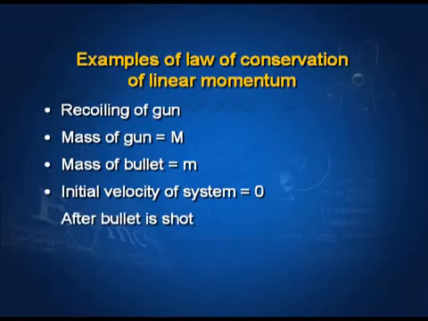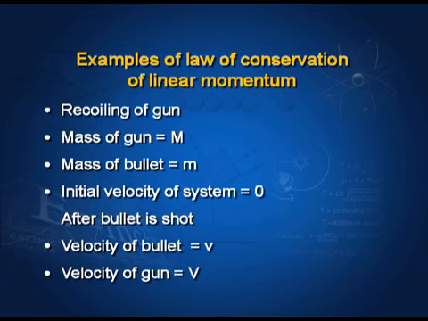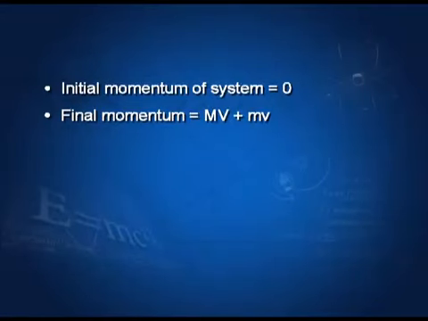Now, the bullet is shot and velocity of the bullet is v. Let the velocity of the gun be capital V. So, after the bullet is shot, the final momentum will be equal to capital M, capital V, which is for the gun, plus small m into small v, which is for the bullet.